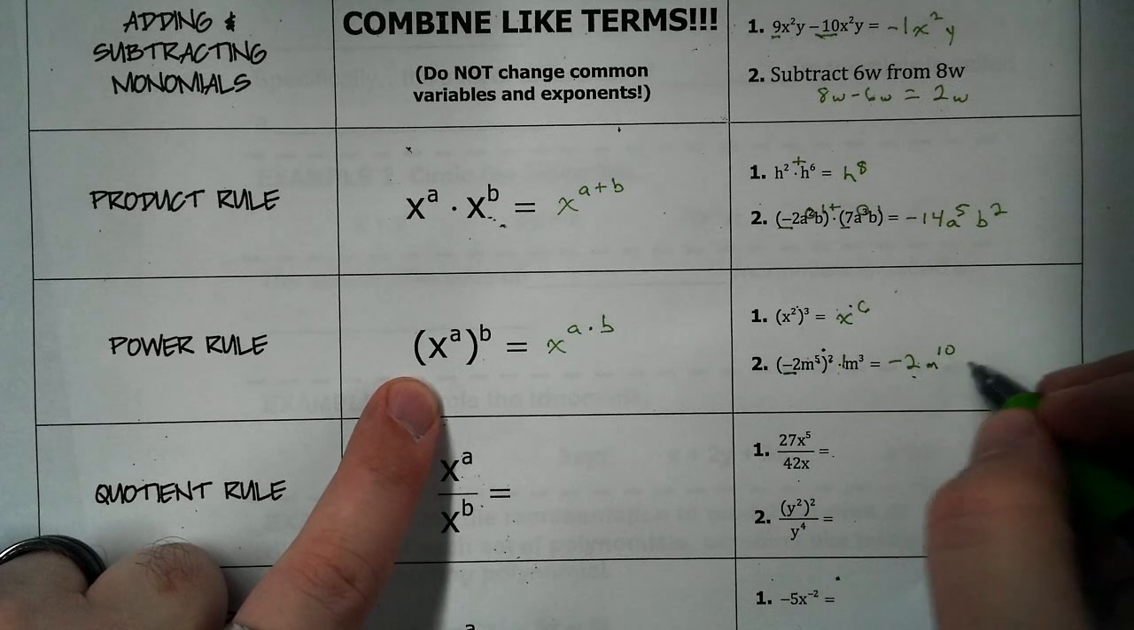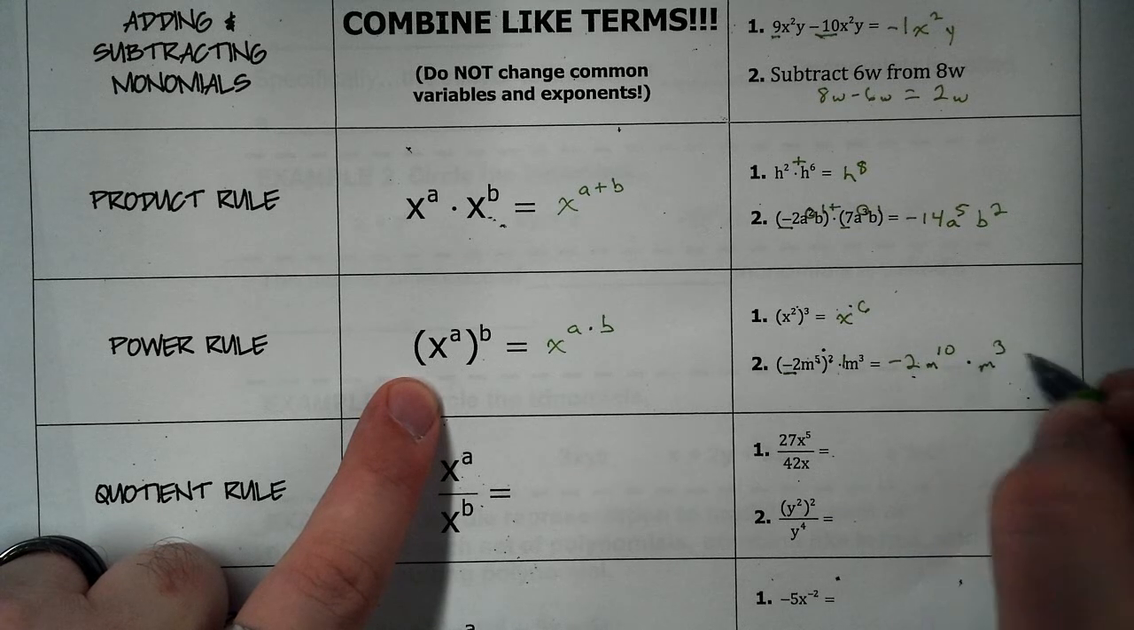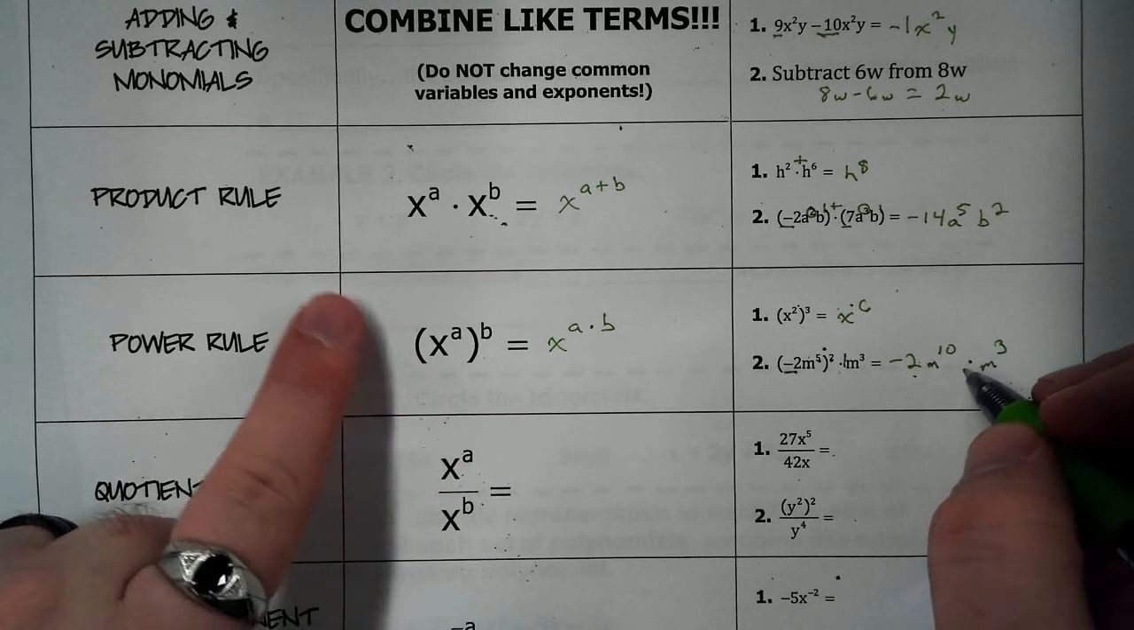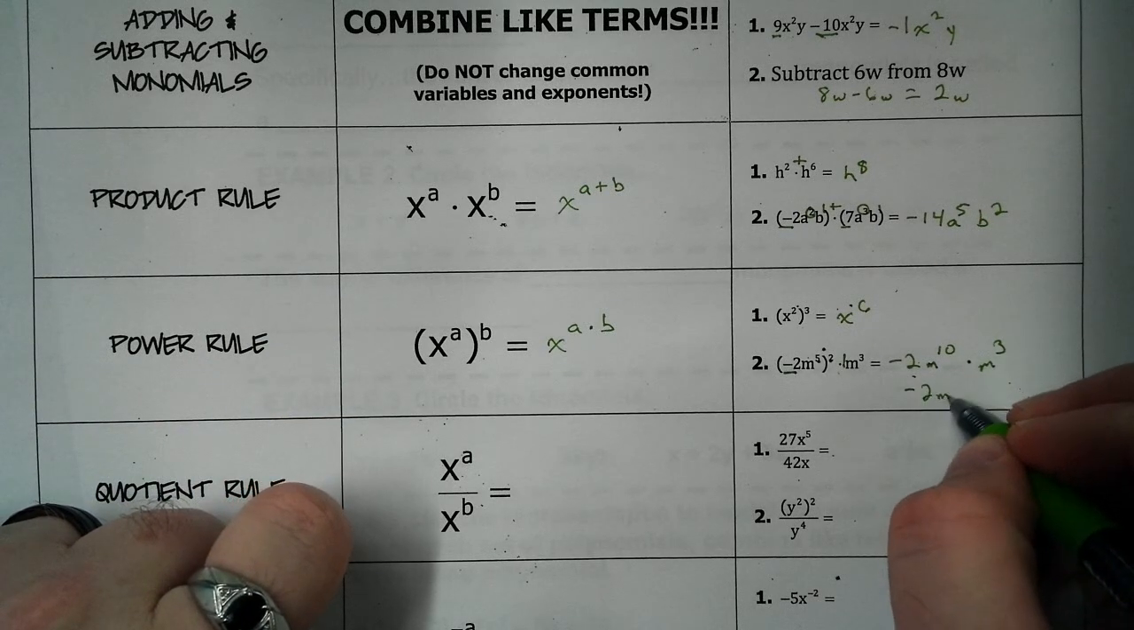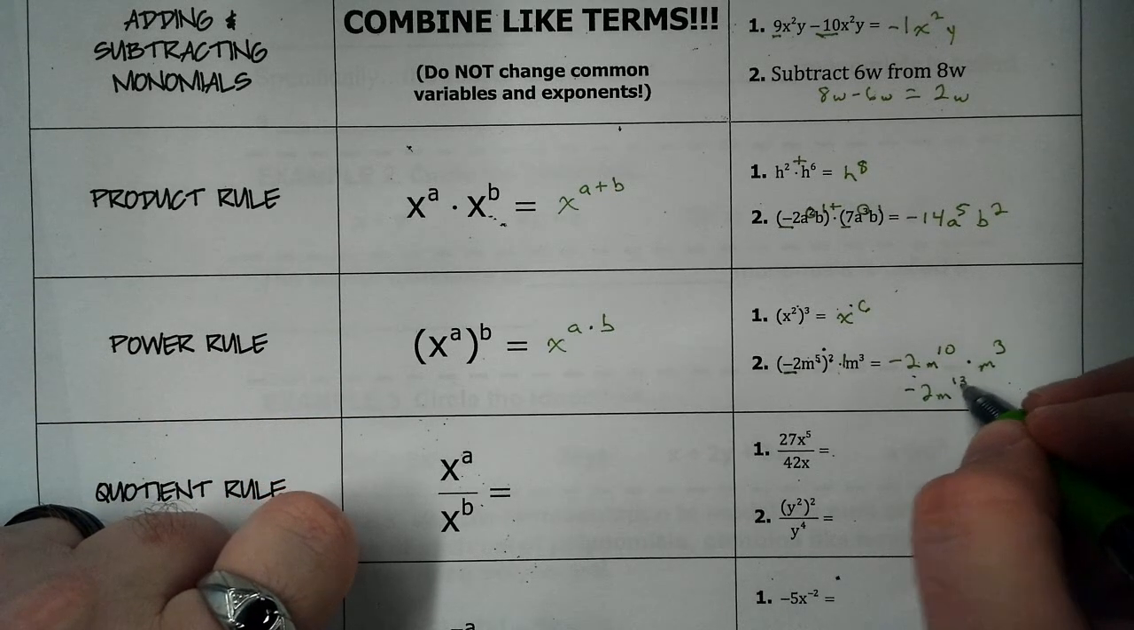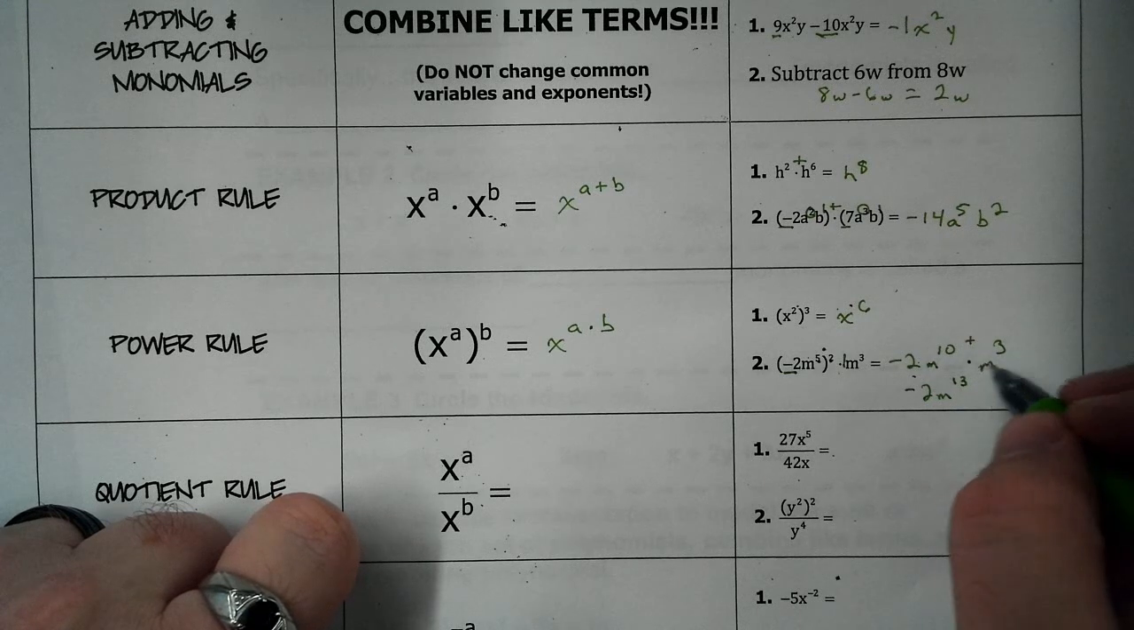Now, I still have times m to the 3rd. So now I'm going to have to go back and use the product rule and add those and get negative 2m to the 13. Because 10 plus 3 is 13.